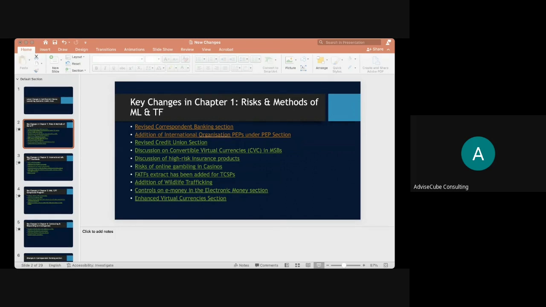Again, it's not a major change for me, but for the benefit of others, I have mentioned that there is clarity in the definition. Plus, they have mentioned why correspondent banking is vulnerable. They have listed the criteria, some red flags also. I'm sure you can see them on the slides, and at the end, before everyone leaves, I can share the soft copy of this presentation.